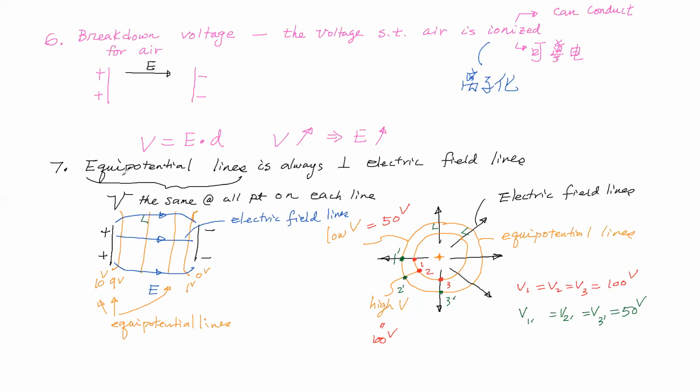Number 7, equipotential line. So meaning the same V. Equi is same. Potential means V. So same V line. It's always 90 degrees to the electric field lines. I'm not talking about electric field. I'm talking about electric field line. So 电场线. Okay, electric field line.